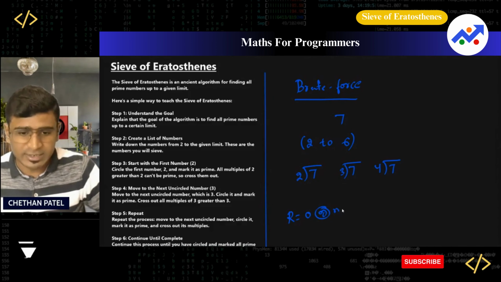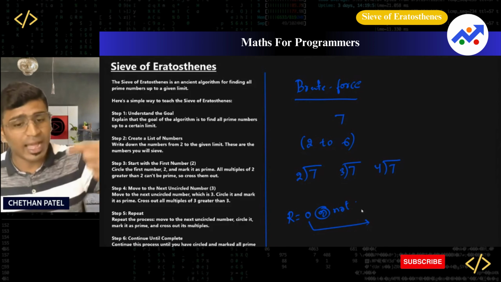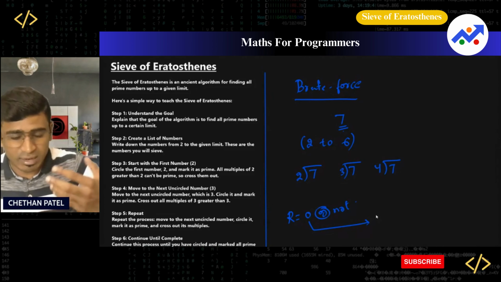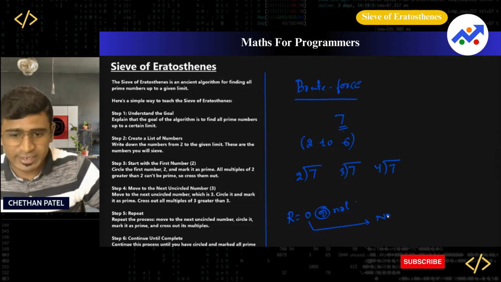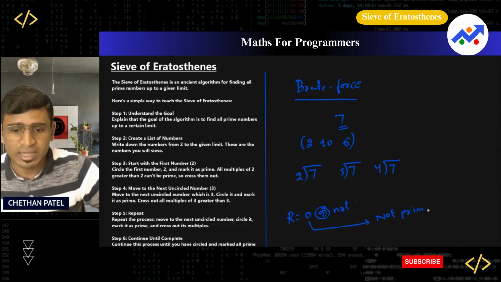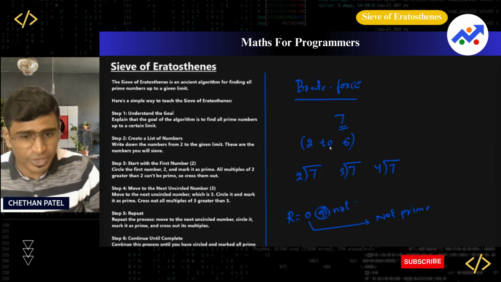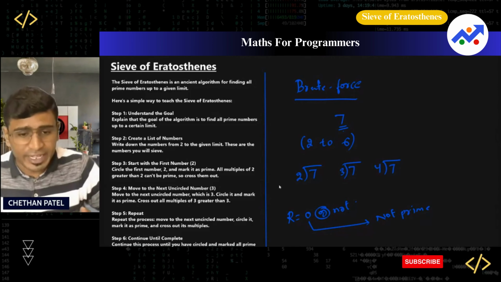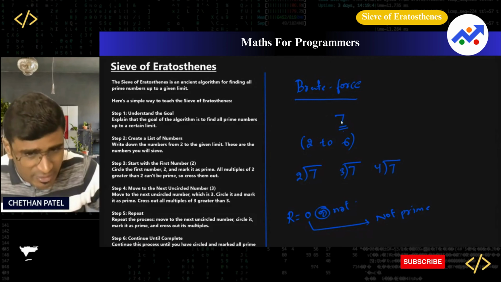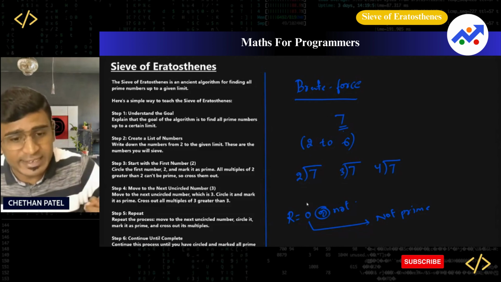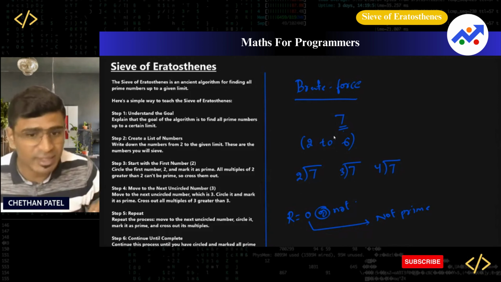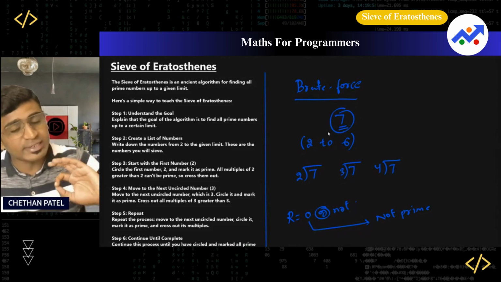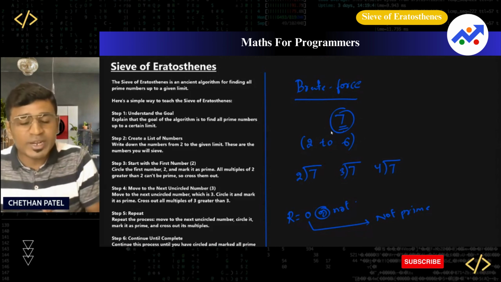By chance, if the remainder is 0, I can say the number given to me is not prime. Why? Because somewhere in this range, we have a number which is a factor of 7. If any one of the numbers divides 7 completely, we will get remainder 0, and I can say that number is a factor of 7. So finally, I can say that this particular number is not a prime.